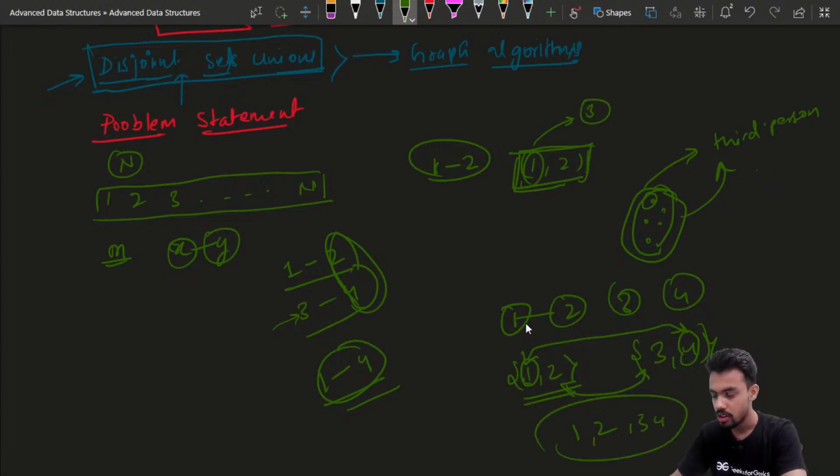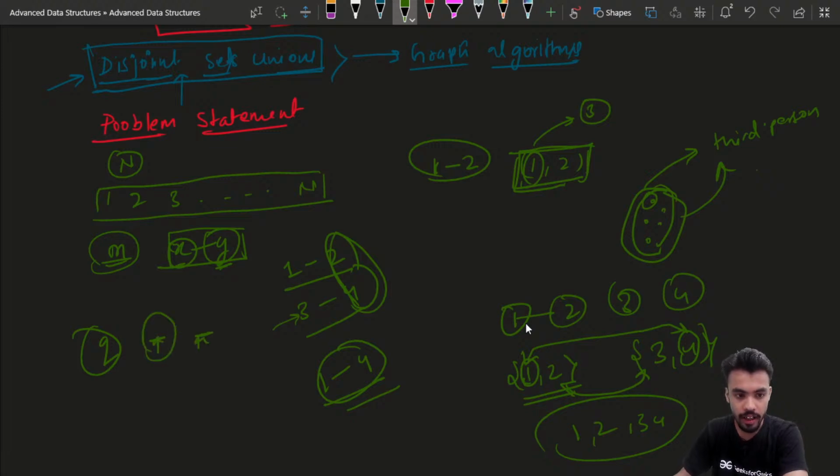Okay, so now I think it is clear what I am going to give you as input. We are getting m inputs, and in the inputs we are getting two integers, telling that this x and y person are going to be friends of each other. After that we will be getting q queries. In q queries we will be getting two integers, and we have to tell whether these two are friends or not. Okay, so this is the problem statement.